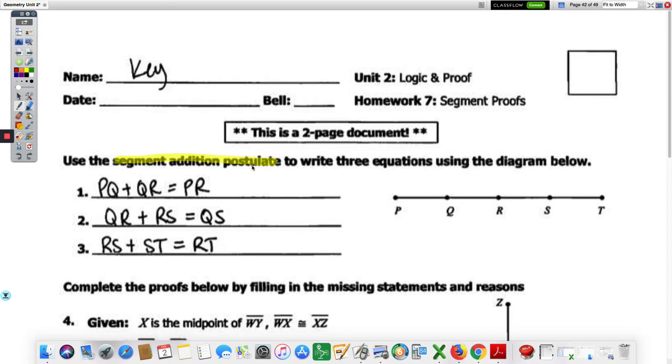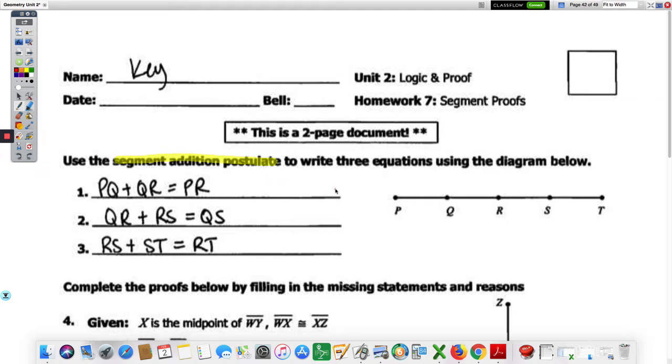Too hard when I was walking around. I just looked for completion. But I have a little more time to look at the VIP submissions, and I was seeing things about midpoint and things about congruence. It doesn't say use any of that. It says to use this segment addition postulate.